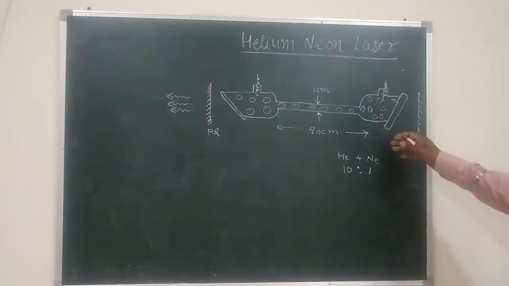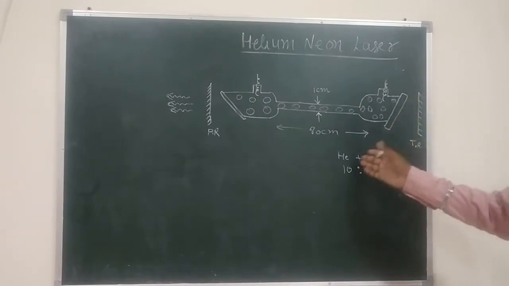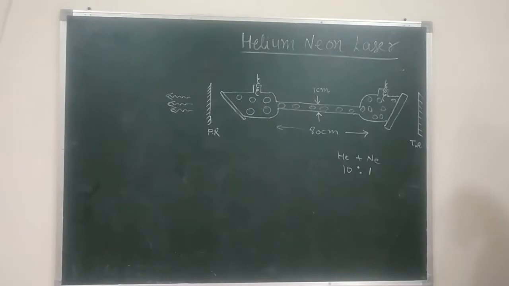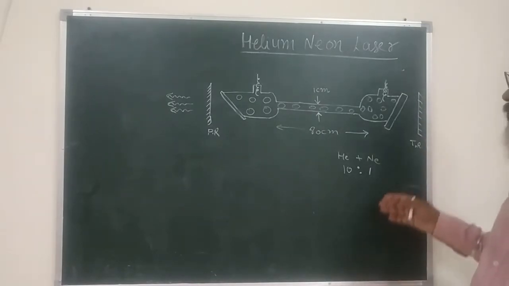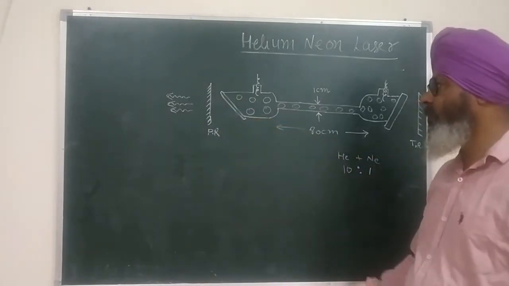I have shown the end faces of the discharge tube to be inclined. These are slanted at a specific angle called the Brewster angle, which I will discuss later. And there are two plane mirrors outside the tube. One is the totally reflecting mirror and the other is the partially reflecting mirror.